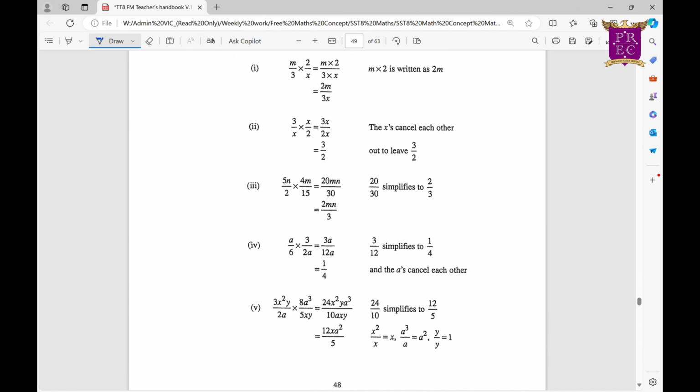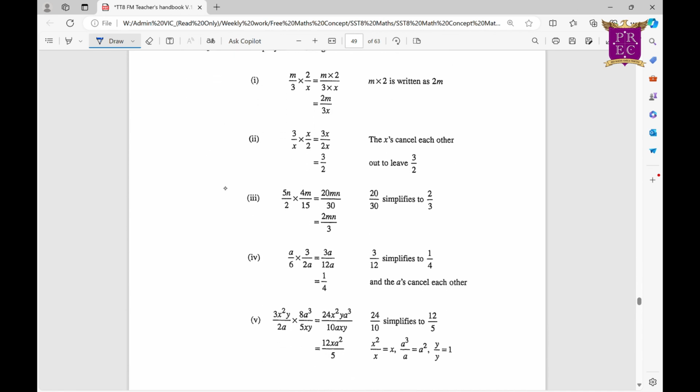So you can see here that m times 2 is just written as 2m, and 3 times x is just written out as 3x. And if you notice in this example, if they become like terms, or the pronumerals are exactly the same, you can just cancel it out. Again, you can also cancel out the coefficients and the numbers down here.